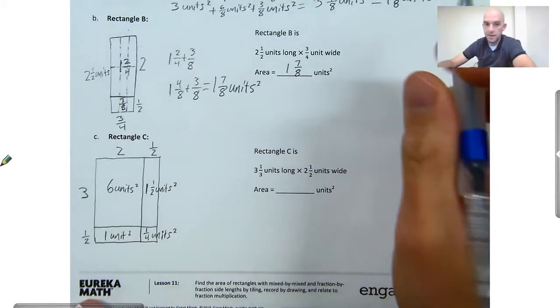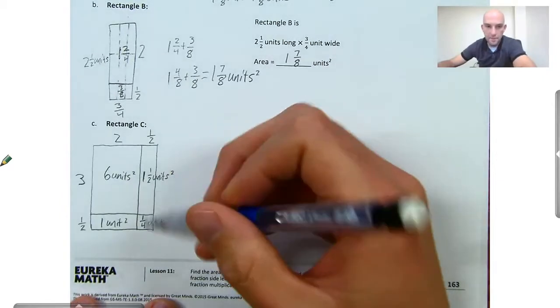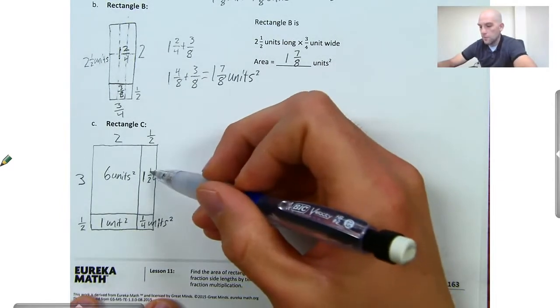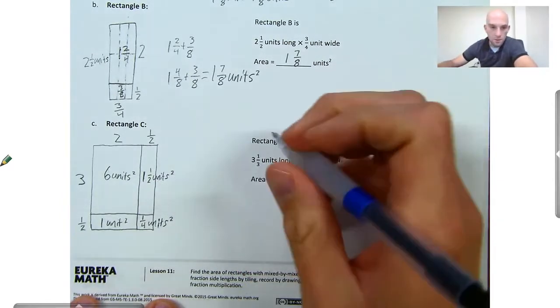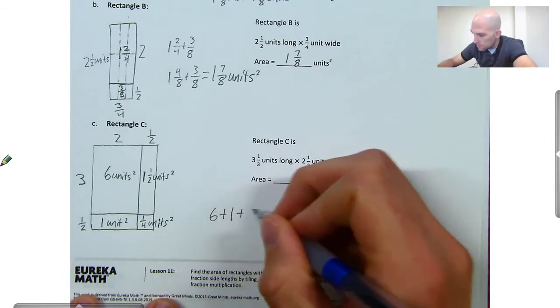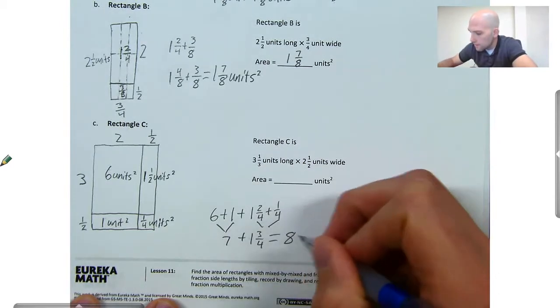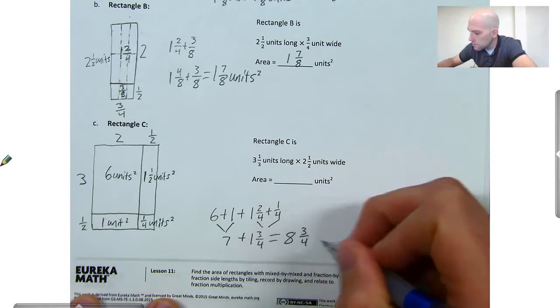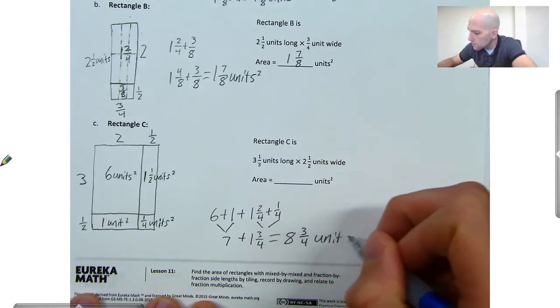And I need to add them together. Now I'm going to need to find a common denominator here. I know that 1/2 is the same as 2/4. So I'll have 6 plus 1 plus 1 and 2/4 plus 1/4. Well, 6 and 1 is 7, plus 1/4 plus 1 and 2/4 is 1 and 3/4. And that's going to give us 8 and 3/4 square units.